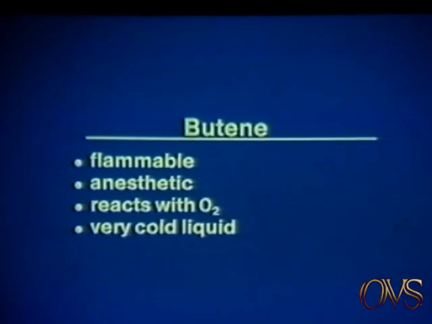Butene, also called ethylethylene, is another highly flammable compressed gas. Butene's flash point is minus 110 degrees Fahrenheit, and its flammable range is 1.6% to 10%. Butene may explode in the presence of oxygen. Butene gas will also collect in low areas.